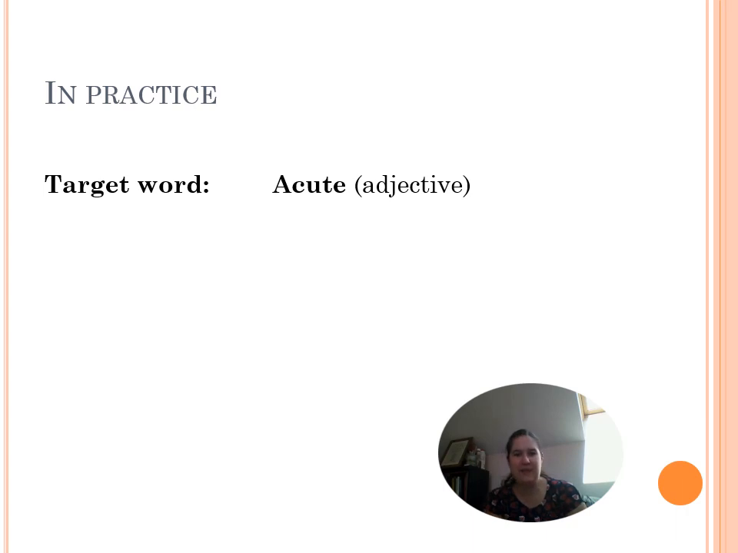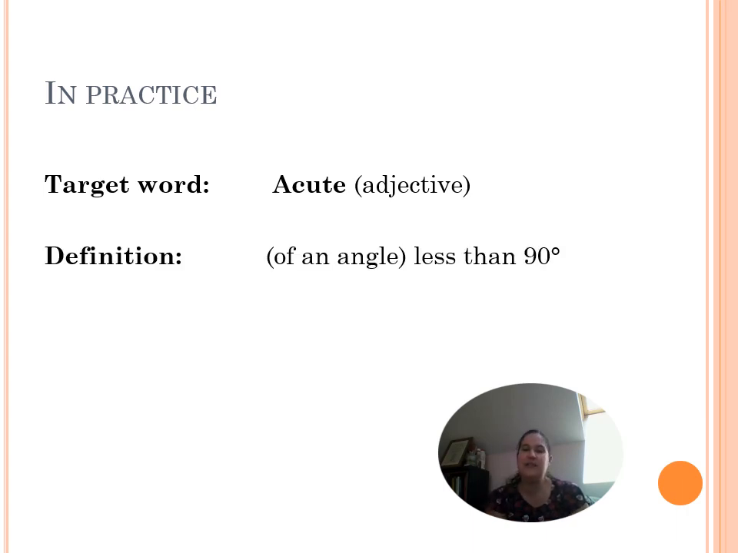So let's put that into practice. We're going to use the word acute, which is an adjective. We're going to think of the definition. So this is the Collins COBUILD definition of an angle less than 90 degrees. Now it's worth pointing out at this point that actually that definition does require some prior knowledge. They need to know what an angle is, they need to know what 90 degrees looks like, but in the classroom, in the primary classroom, this will be built upon. So I'm assuming that children know the concept of an angle and the concept of 90 degrees.